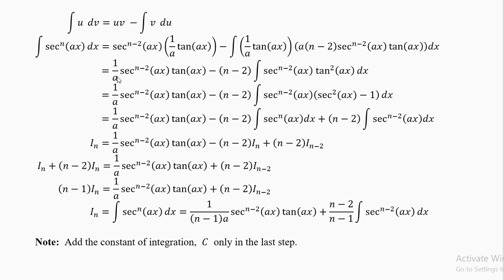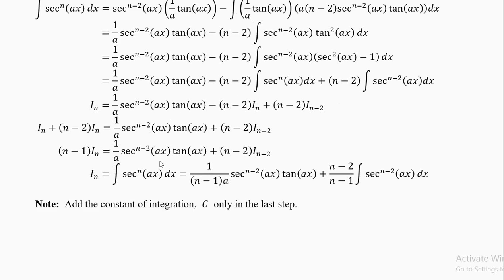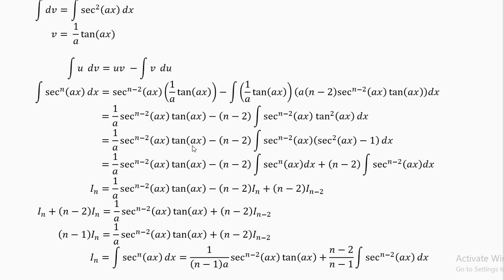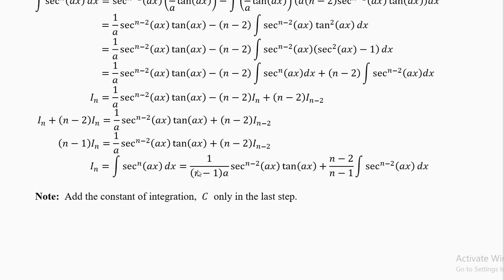Now secant power n is coming on the left and on the right. Here the coefficient is 1, here the coefficient is n minus 2. You take the n minus 2 this side, it will become 1 plus n minus 2, which is n minus 1, and divide by n minus 1, and this is your algebraic term, you don't have to worry much about it. Divide by n minus 1, you'll get integration of secant power n is 1 over n minus 1 a secant power n minus 2 ax tan ax, plus n minus 2 divided by n minus 1 integration of secant power n minus 2 ax.